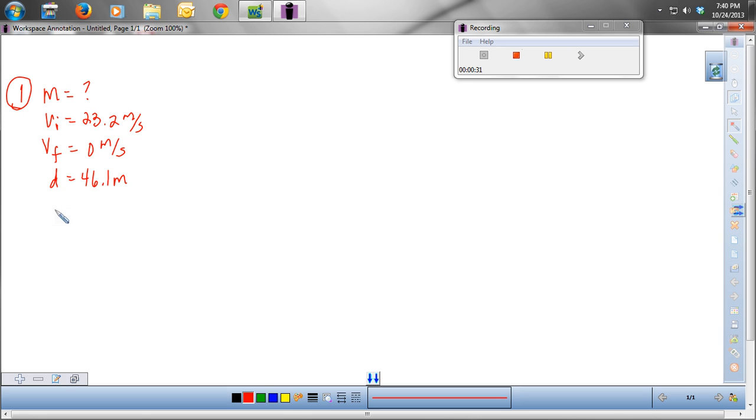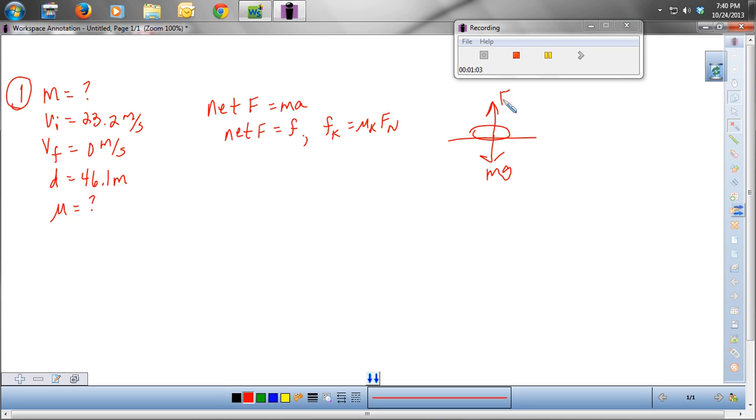They want to know what is the coefficient of friction. Well, we know that net F equals ma. The only thing stopping this hockey puck is friction, so friction is our net force. We also know that friction, and it's kinetic, is equal to mu k times force normal. And we know that our hockey puck has a weight mg, force normal, and in this case force normal must be equal to mg. So then our frictional force is going to be mu k times mg.